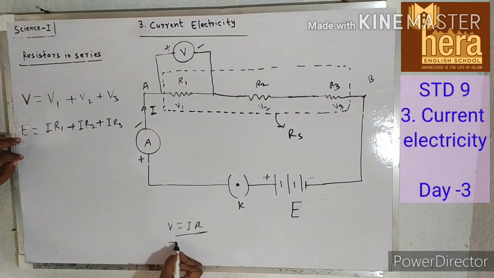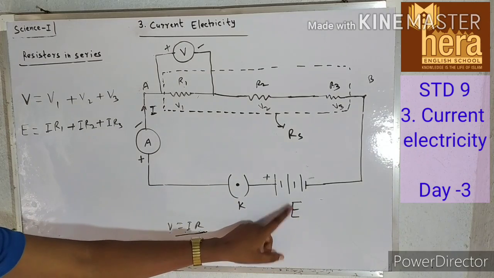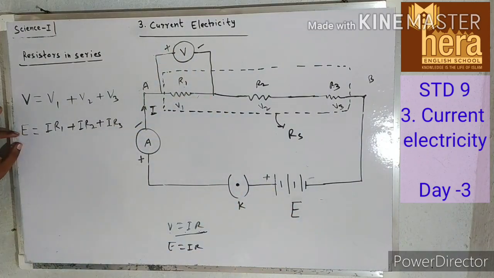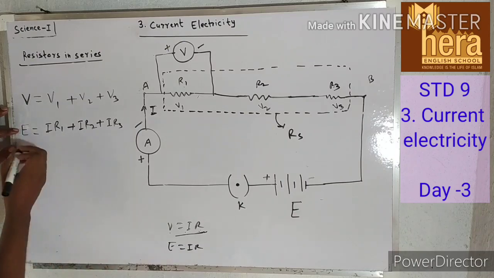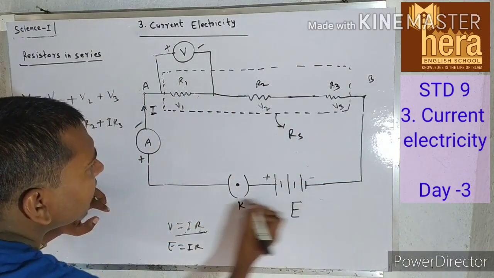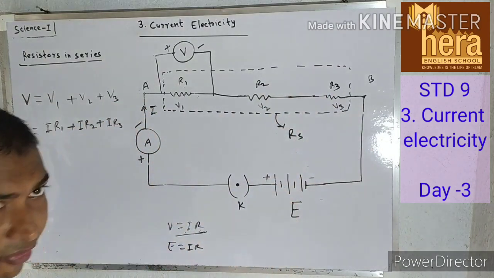E is equal to again IR. Why have I taken E? Because if I take V here, you will be confused. So that's why I have taken E. So again E is equal to IR. How much current is flowing in the circuit? Total current I is flowing.